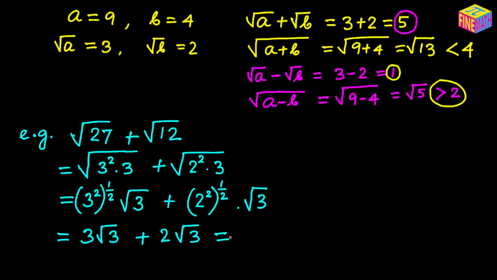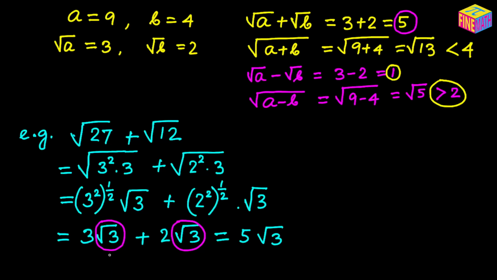So now if you think about it, let's assume that the square root of 3 is like, let's say, x, right? Let's assume that this is x. So if we assume that square root of 3 is x, then how many x do we have? Well, we have 3 times x plus 2 times x, so that would be 5 times x. So that would be actually 5 times square root of 3.